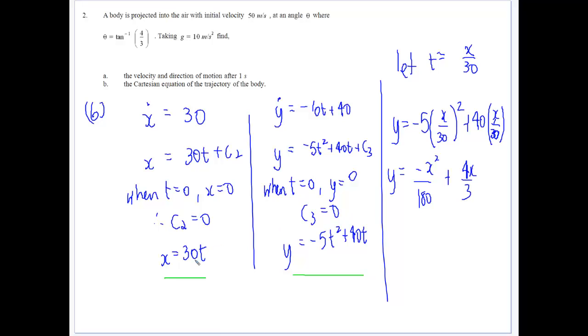Now, we want to find our Cartesian equation, which means we want it in terms of x and y. So we've got a parametric form here, and we want to get back to our Cartesian form. So we let t be equal to x on 30, and then do the substitution in. So we get x on 30 there, and clean it up. We square that and do the division, and we just cancel the 10s there. That gives us our position statement there.